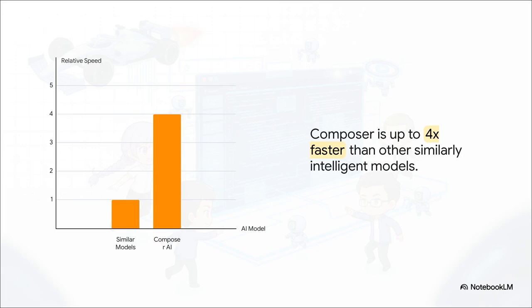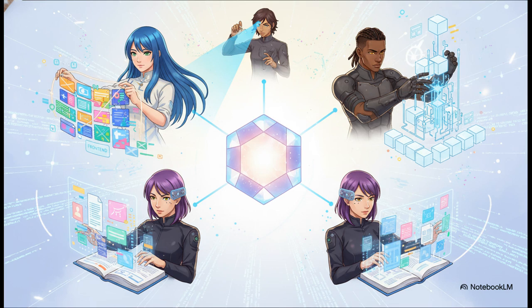As you can see, Composer is up to 4 times faster than other models that have a similar level of intelligence. What does that mean for you? It means most coding tasks get done in under 30 seconds. That's not just an improvement, that's a genuine game changer. Okay, but how? How is it so fast?